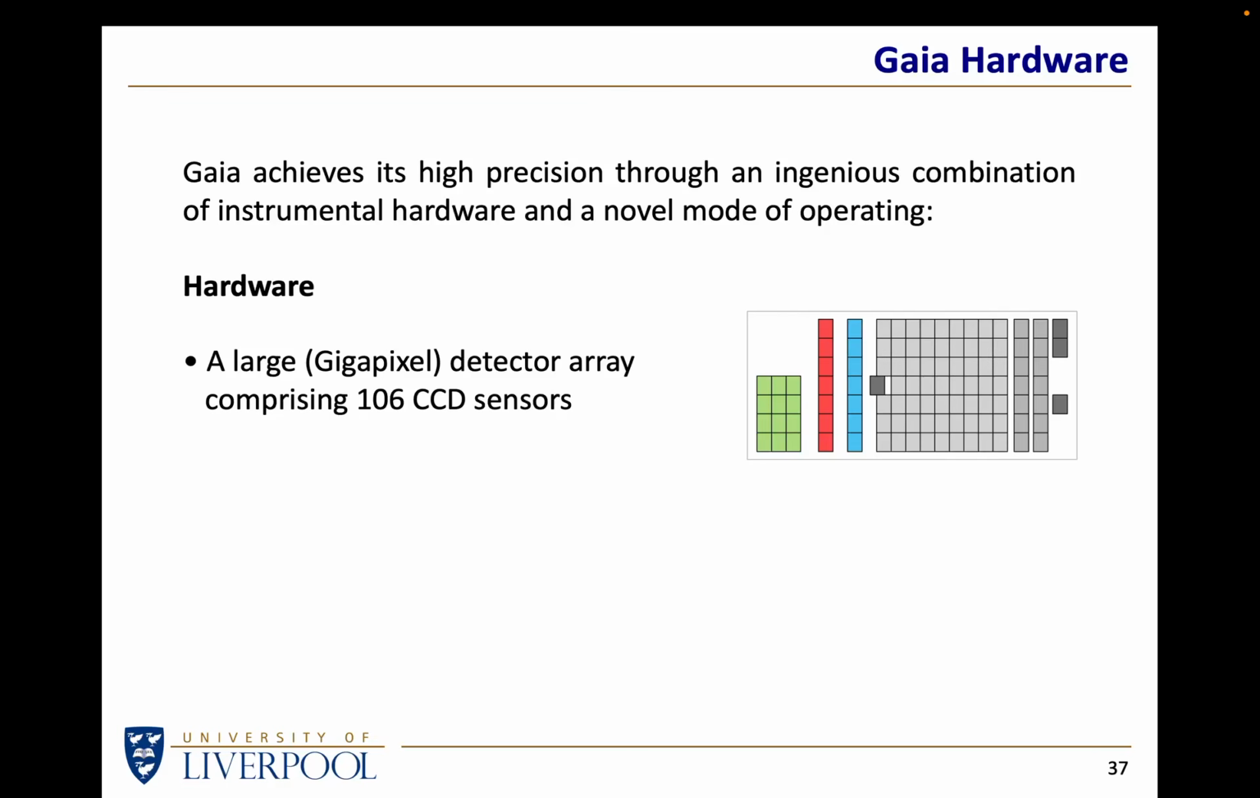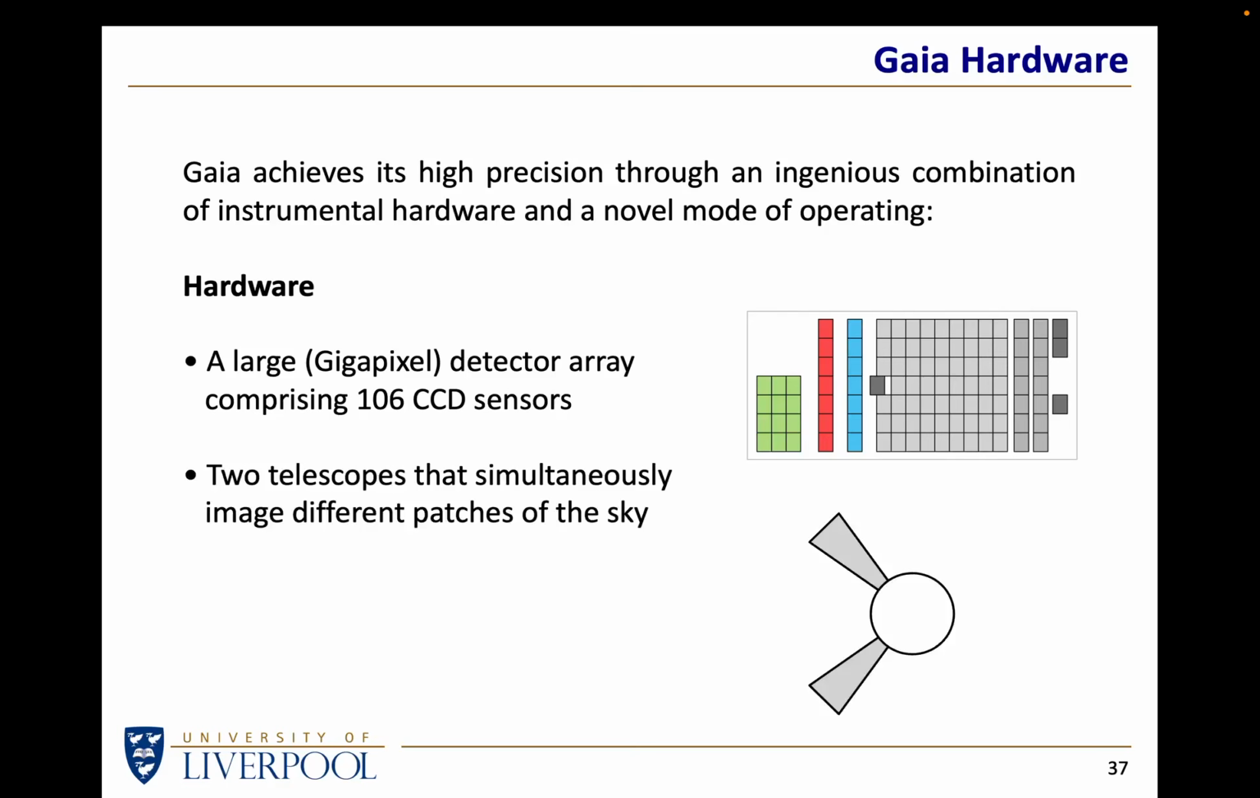A large CCD array was built in the UK at a company called E2V, English Electric Valves. It's a gigapixel detector made up of about 100 individual CCD sensors, or CCD modules, if you like. And Gaia has 2 telescopes pointing in different parts of the sky. If you think about the idea of, well, you could in principle work out where the stars are by working out where that star is relative to its neighbour, and then that star relative to its neighbour, and that star relative to its neighbour, and working around the whole sky.